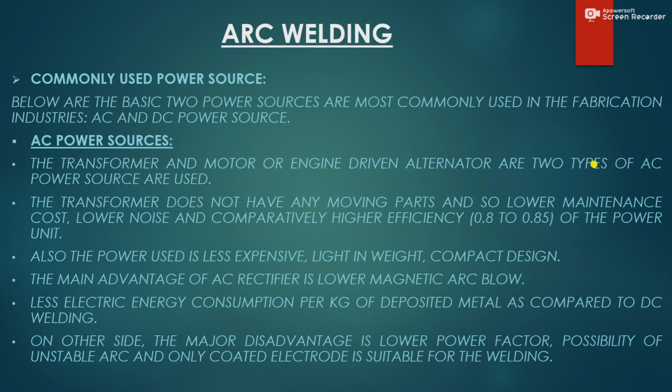Right? So in the transformer there are no moving parts, therefore the maintenance is very low, noise is very low, and higher efficiency is produced because of less power loss due to friction. The efficiency in a transformer is in the range of 0.8 to 0.85, basically 80 to 85%.